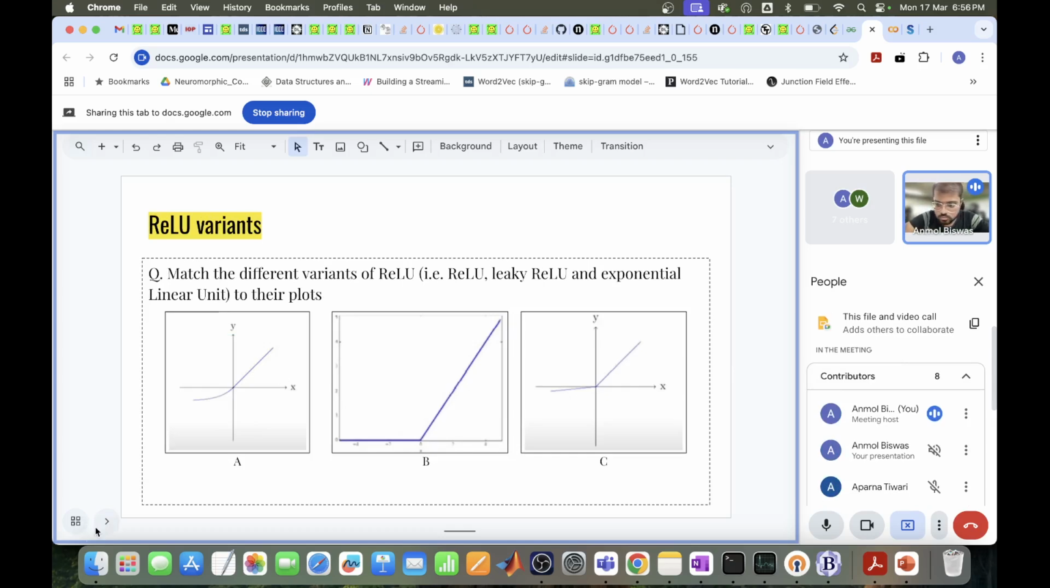So this is a final question for this week's material. Here are three plots, right? These are ReLU, so-called leaky ReLU, and exponential linear unit, right? These are variants of ReLU. The question here simply is to match them. Which one is ReLU? Which one is leaky ReLU? Which one is exponential linear? And that's it. We will be done, and then I can briefly show you the code notebook.